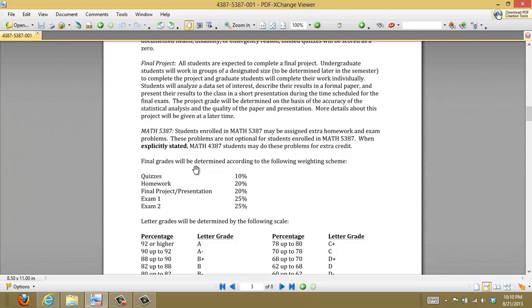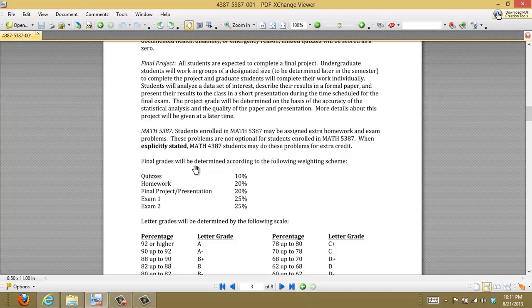In this project, you're going to have to analyze a data set of interest, describe your results in some formal paper, and then also present your results to the class in a short presentation during the time scheduled for the final exam. So this is not something where you're going to take the whole class. The presentation is usually something like 10 minutes, but it's worth 20% of your grade, as we'll talk about shortly. So it's something you want to take seriously.